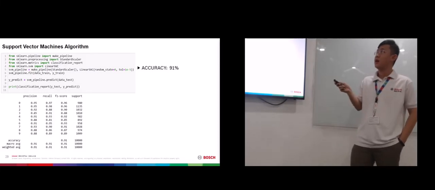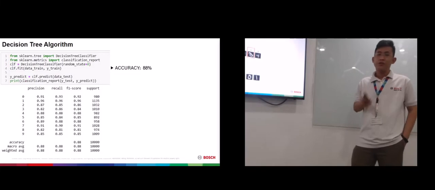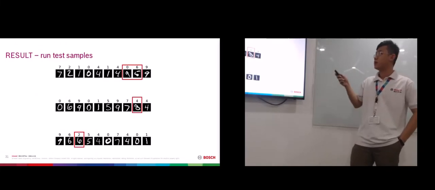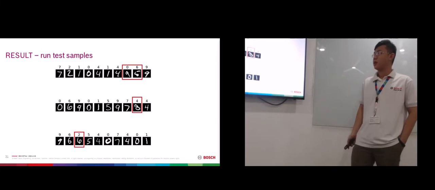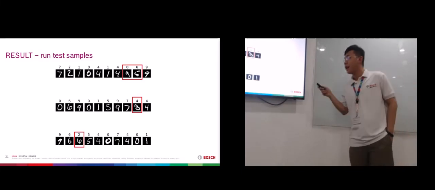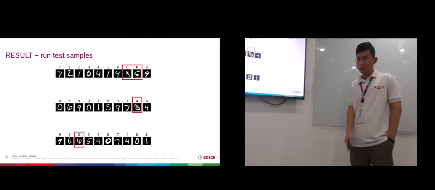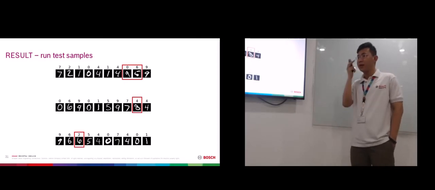Now I will show you the visualization of the results on test samples. We see we have some wrong predictions. The ones in red are where the model's prediction is wrong. So that's all we can do with machine learning.